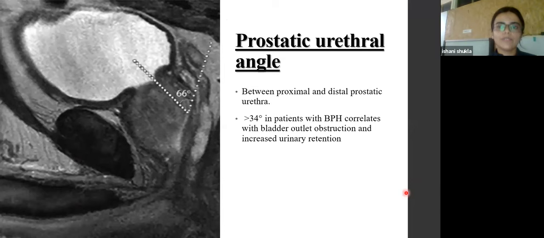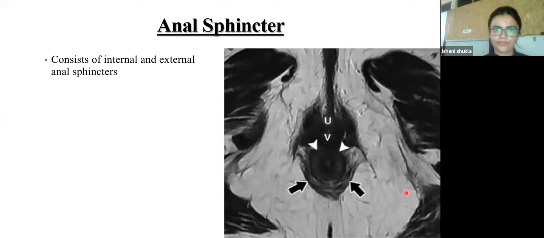Coming to prostatic urethral angle, this is the angle formed between the proximal and the distal prostatic urethra. So this angle is more than 34 degrees in patients with benign prostatic hyperplasia, and it correlates with the bladder outlet obstruction and increased urinary retention.